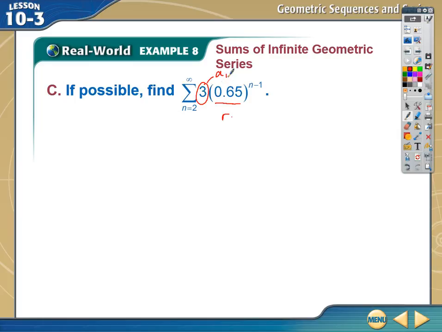So I'm going to take the sum of my infinitely many terms. Yes, it is possible. Why? Because my ratio is less than 1. All right, so this is equal to 3 divided by 1 minus 0.65. Equals 8.5714 and so on. And if you're really good, you'd find out this is actually equal to 8 4/7.